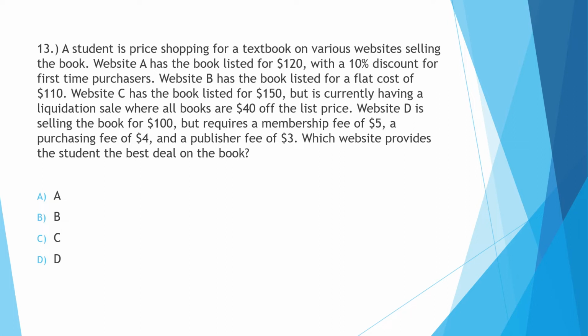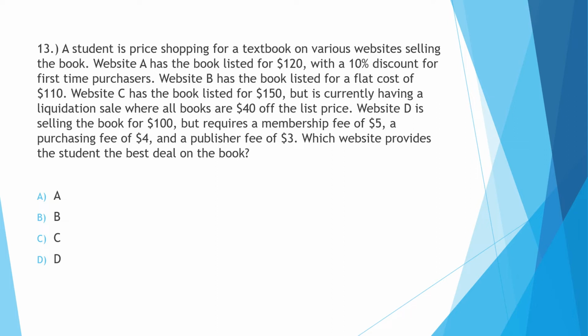A student is price shopping for a textbook on various websites selling the book. Website A has the book listed for $120, with a 10% discount for first-time purchasers. Website B has the book listed for a flat cost of $110. Website C has the book listed for $150, but is currently having a liquidation sale where all books are $40 off the list price. Website D is selling the book for $100, but requires a membership fee of $5, a purchasing fee of $4, and a publisher fee of $3. Which website provides the student the best deal on the book?